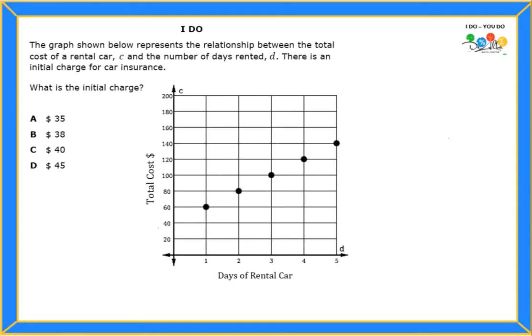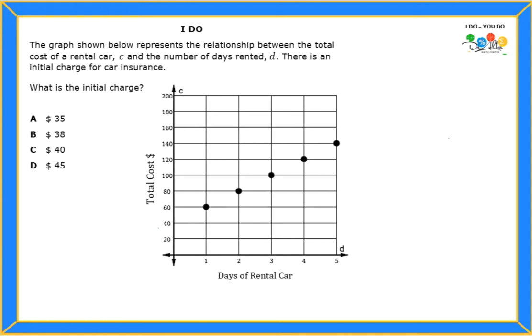Hello students, let's read the problem. It says, the graph shown below represents the relationship between the total cost of a rental car, C, and the number of days rented, D. There is an initial charge for car insurance. What is the initial charge?